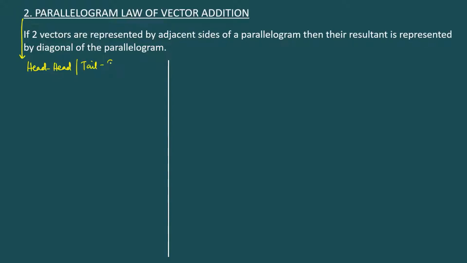In the triangle law, we were making the head of one vector coincide with the tail of the other vector. Here, we will either make the two heads coincide or the two tails coincide. So let us see the statement. What does the statement state?